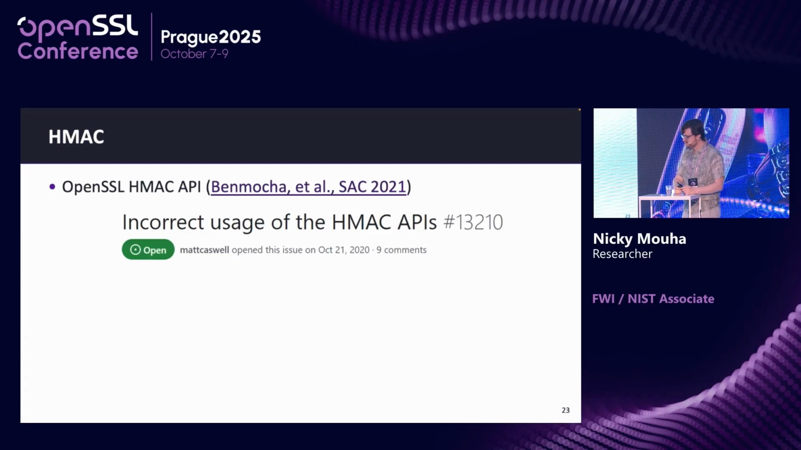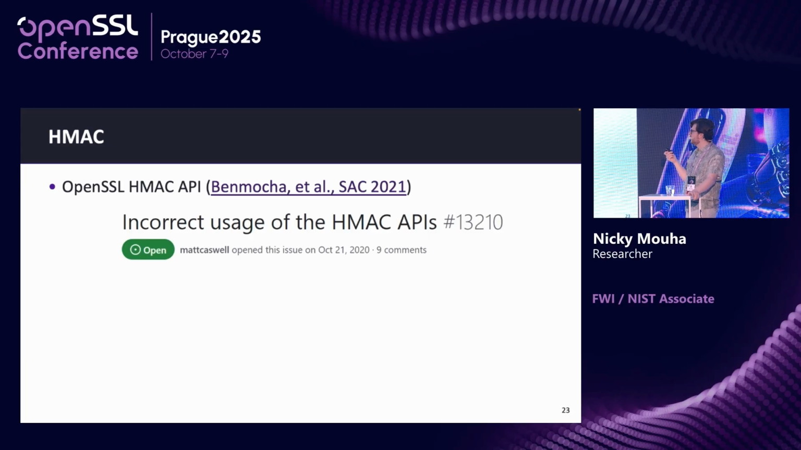There is an issue in OpenSSL that has been reported in 2020 that came as a result of a presentation, an academic paper by Ben Mocha at SEC 2020, I think. Or where does it say 2021? Maybe the issue was open in 2020 and the presentation was given a year later, or maybe I put the date wrong, I have to check.